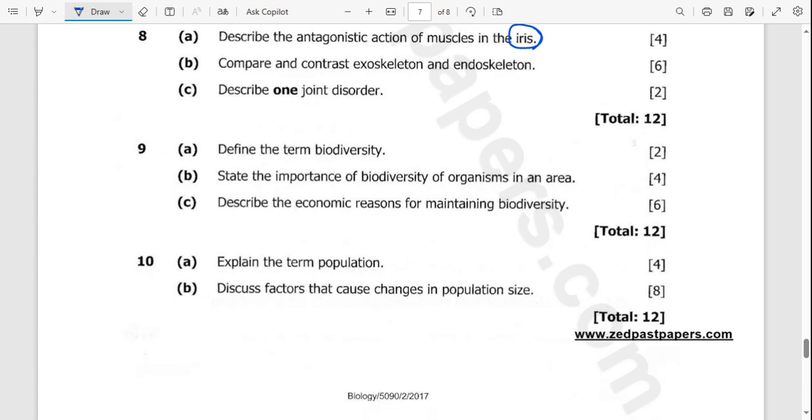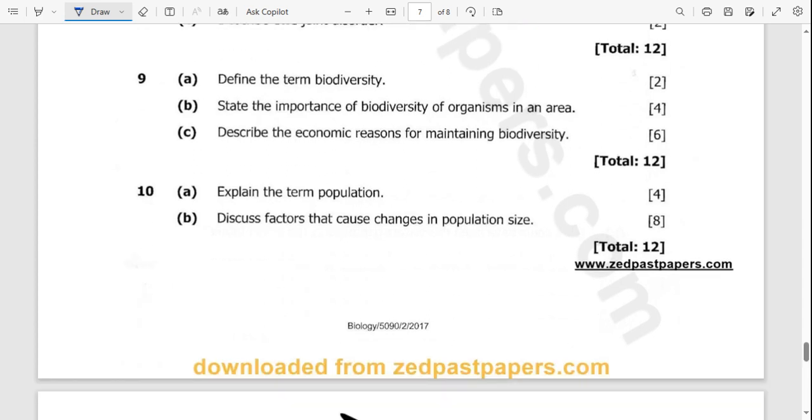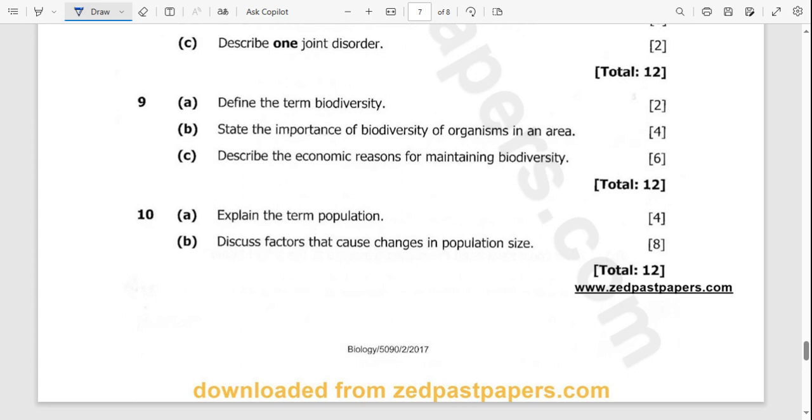Describe one joint disorder. You can mention any one, gout, arthritis. Okay, define the term biodiversity, state the importance, and the economic reasons for maintaining it. Explain the term population and also discuss the factors that cause changes in population. Things like poverty, search for employment, and everything like that.